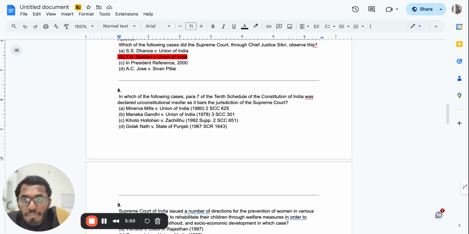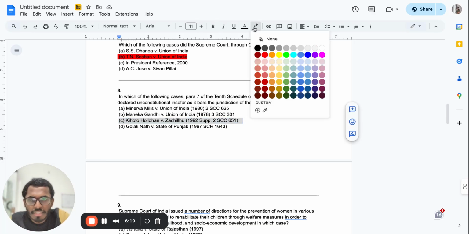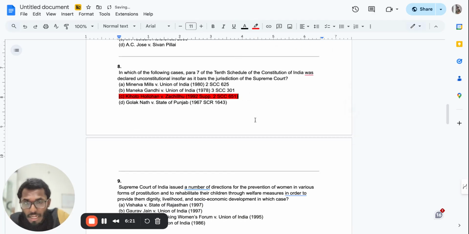The next question is about in which of the following cases para 7 of the 10th Schedule of the Constitution of India was declared unconstitutional insofar as it bars the jurisdiction of the Supreme Court. In which case was it decided that it is unconstitutional? Again, it comes under the case of Kihoto Hollohan versus Zachillhu. In this particular case, it was decided that it is unconstitutional.